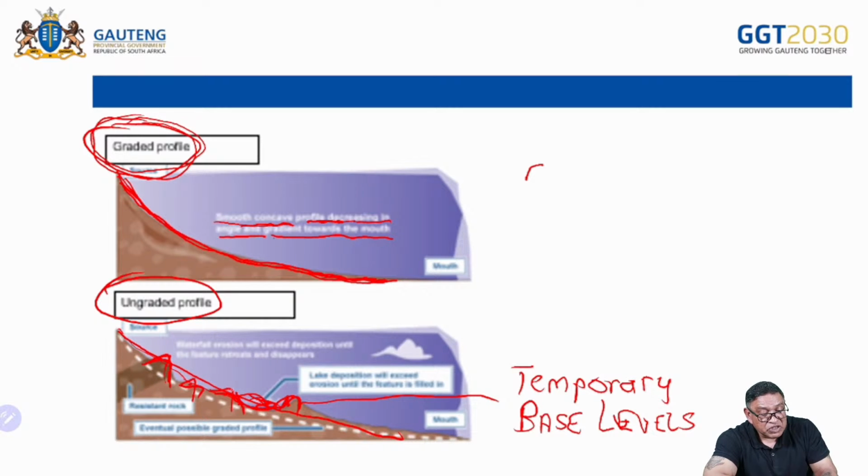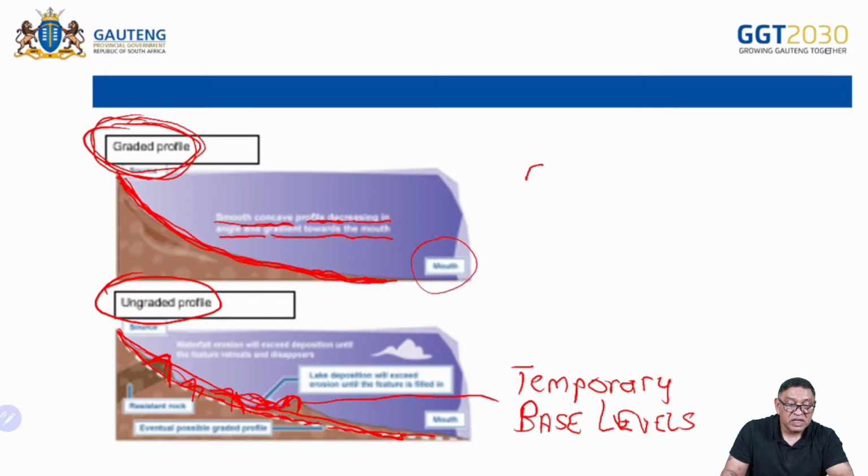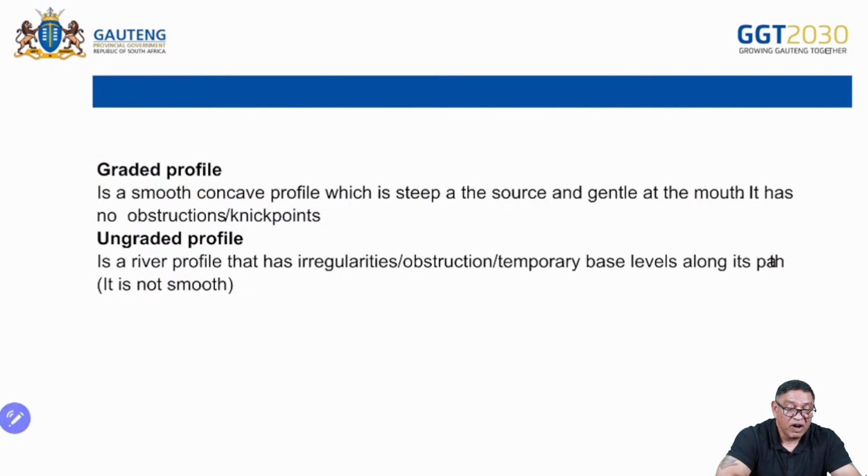So it has obstructions. Remember, the river wants this. It's going to try and erode those obstructions to create a new base level, which is smooth. And that's what the river wants in the end, to create this, because it's looking at the easiest path towards the mouth and the sea. Okay? So that's my difference between my graded and ungraded profile.